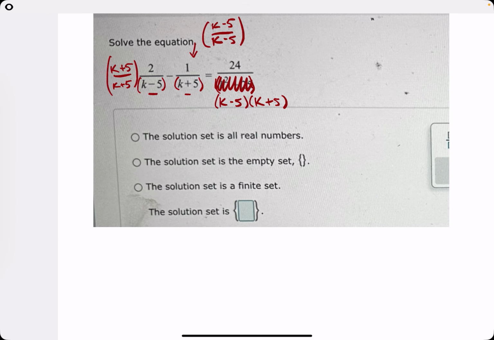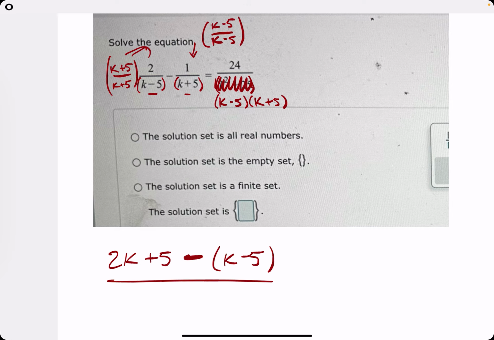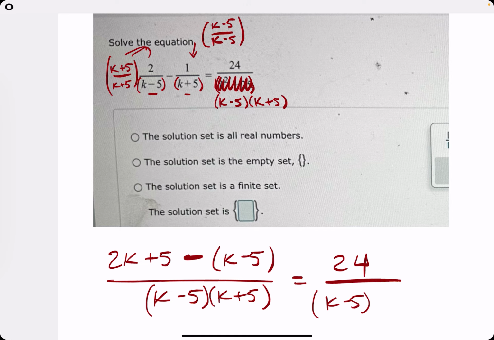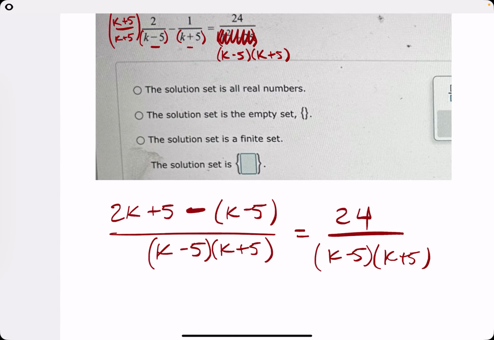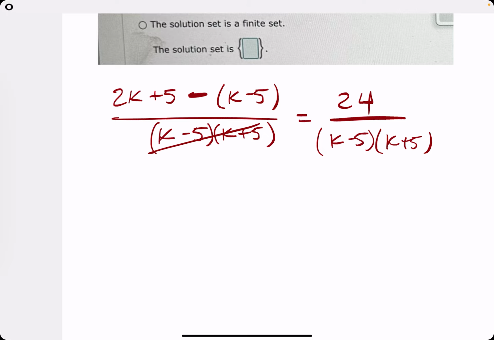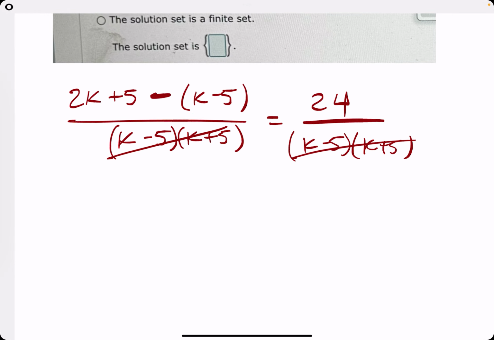We're going to do our multiplication. So 2 times k and 5, we get 2k plus 5 minus 1k minus 5. So I'm going to do minus, in parentheses, k minus 5, just to make this a little visually easier first, over our common denominator of k minus 5, k plus 5, because again, that's what we still have on the other side. We have k minus 5, k plus 5. So we have common denominators now. So really it's not a matter of whether these match up, it's a matter of whether the numerators match up.